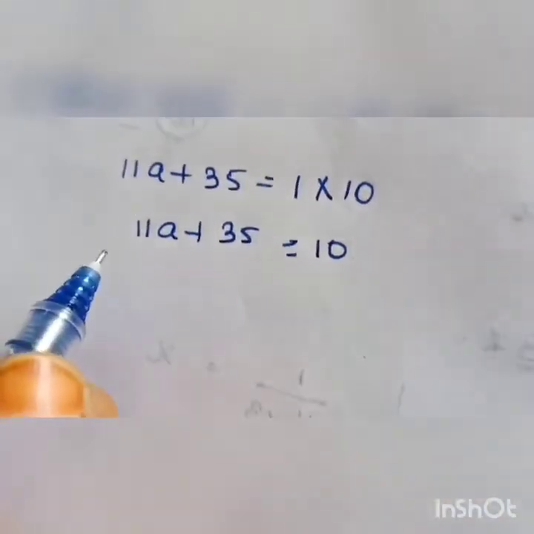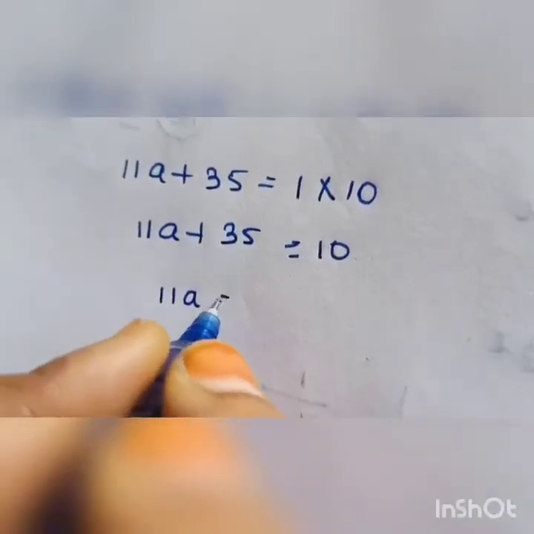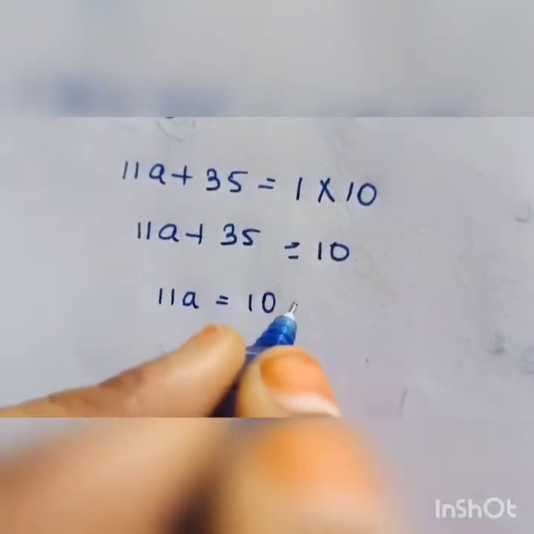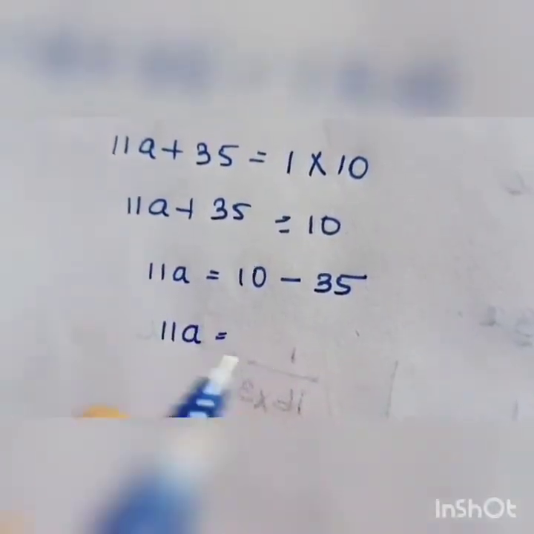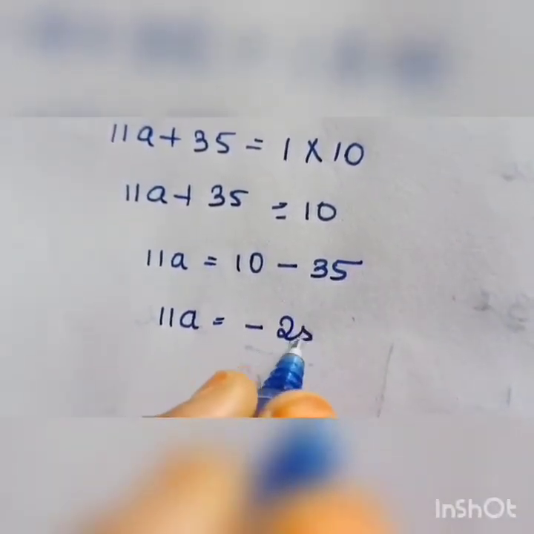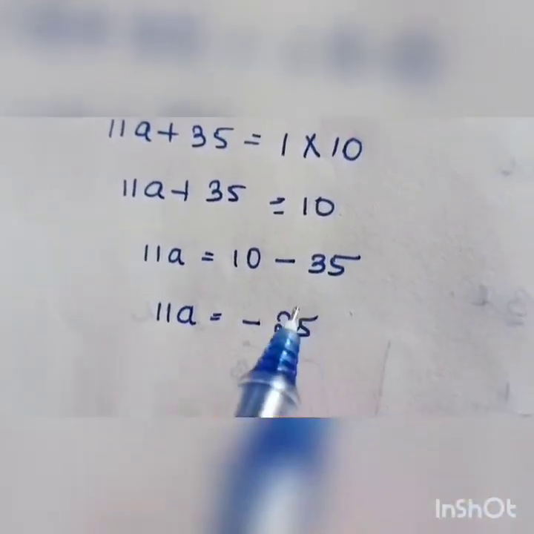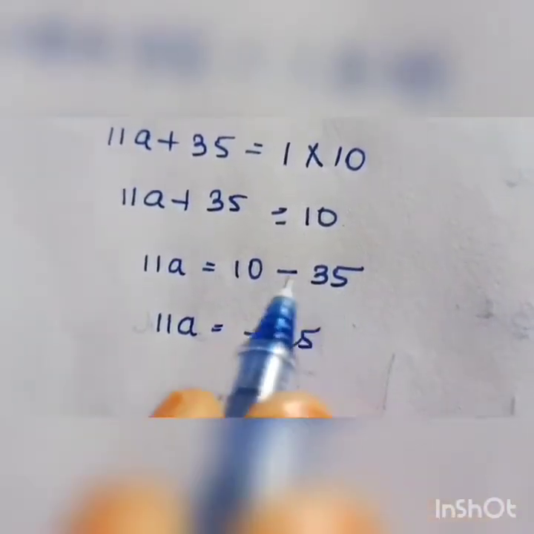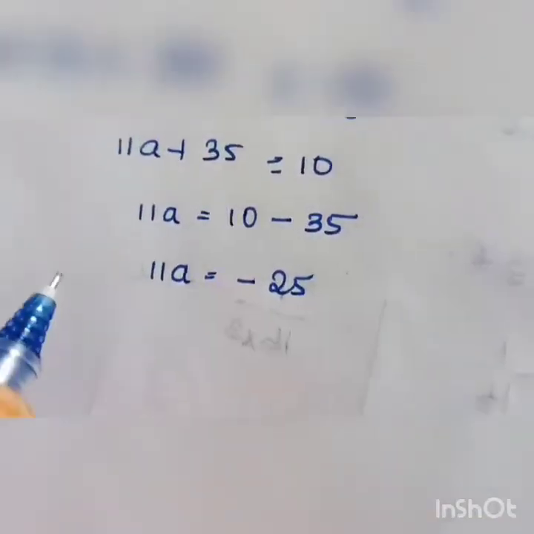So what is the next step? We have to move this constant to the other side. So 11a equal to 10. This plus 35 becomes minus, the opposite. So if you subtract these two, what is the answer? Minus 25. See here, one number plus and one number subtract means we have to subtract, isn't it? Then the greater number's sign is minus. So minus 25.